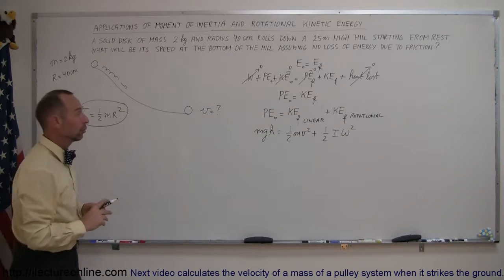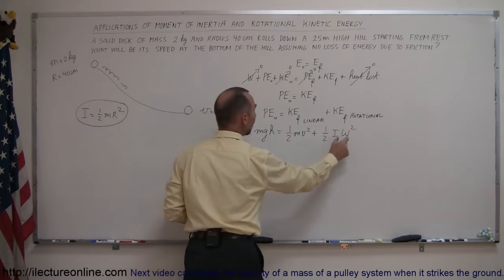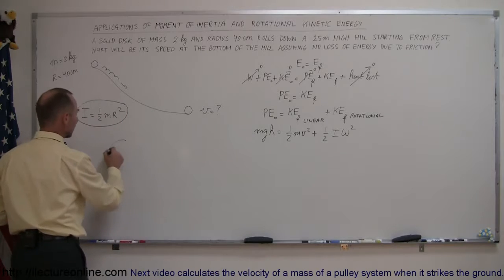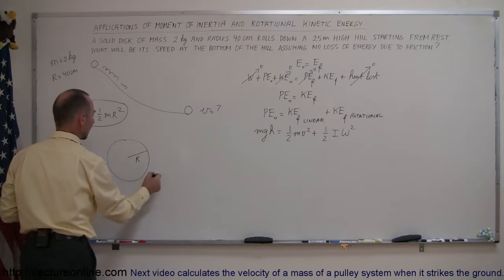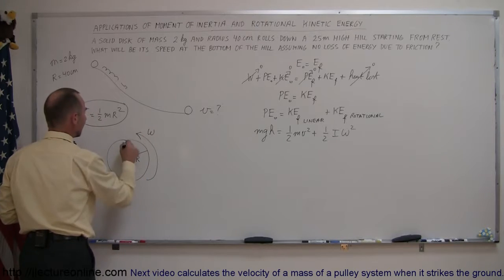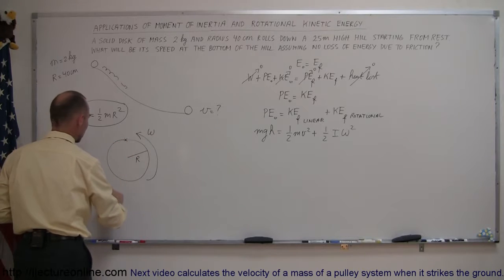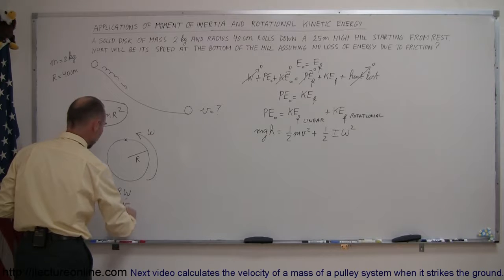And now all we have to do to complete this equation is replace I by what I is equivalent to, and omega in terms of linear motion. If you remember, when we have a rotating disk that has radius r and is rotating at an angular velocity omega, the tangential velocity along the edge of this can be written as v is equal to r times omega, or omega can be written as v over r.